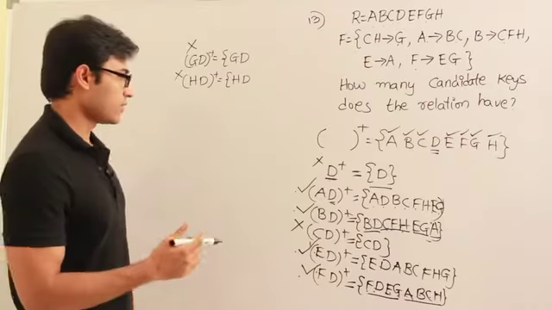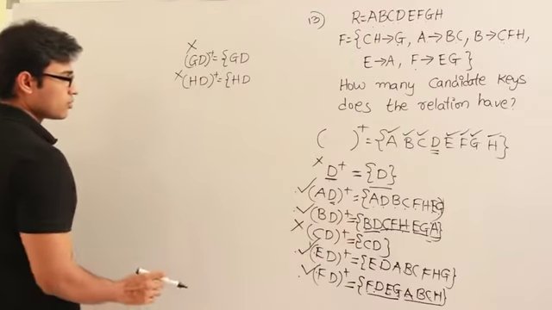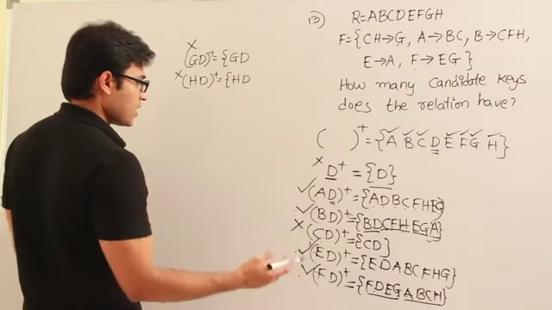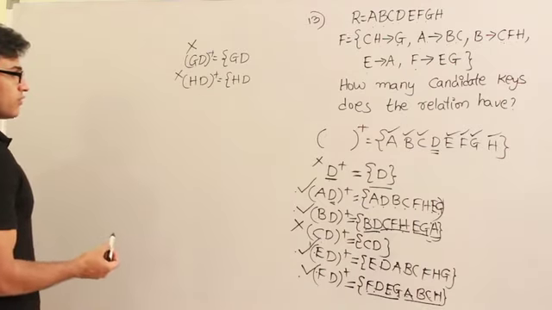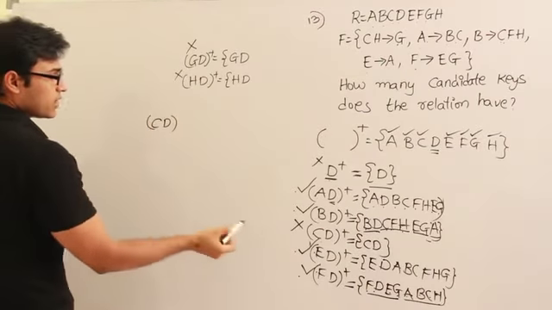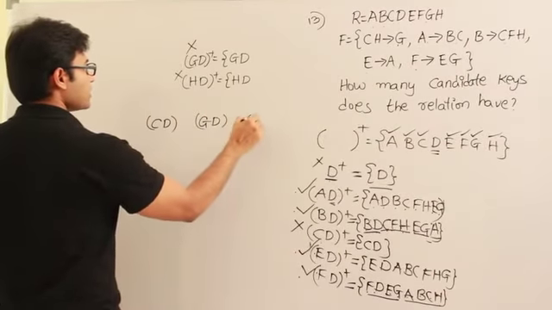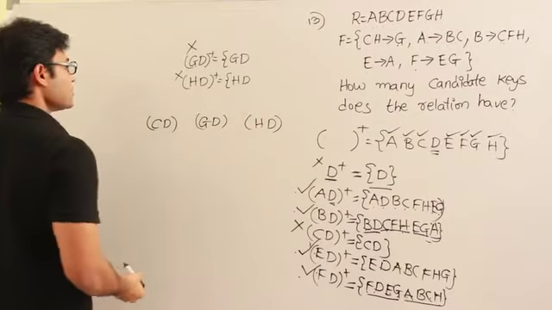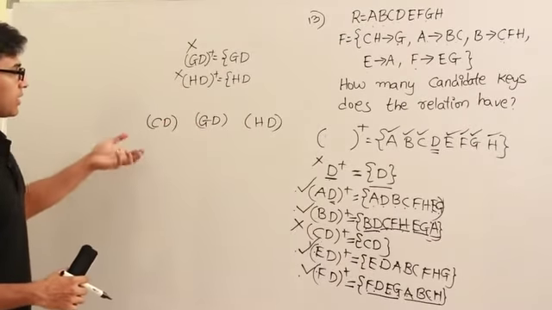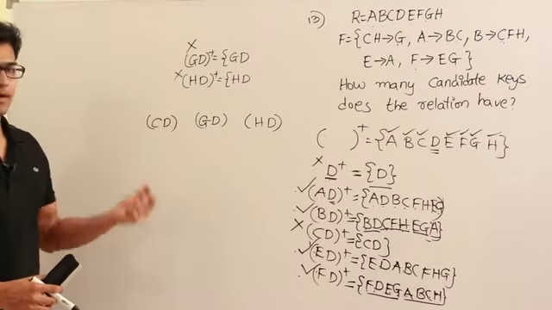That is how you should go ahead. Okay, now what are the two at level 2, which means the keys containing two attributes, what are the elements that failed? One element that failed is CD, another is GD, and the other is HD, right? Now I want to see if I add one more attribute to this, can I get any new possibility of candidate keys?